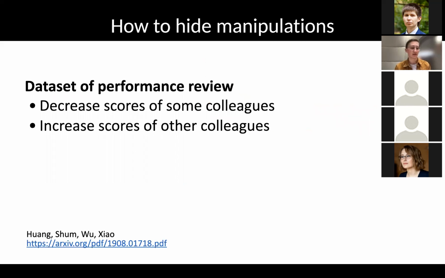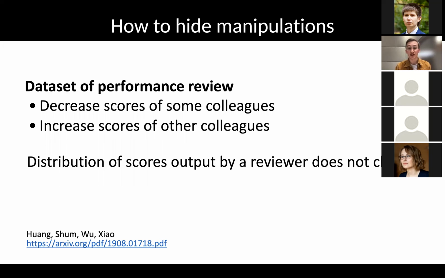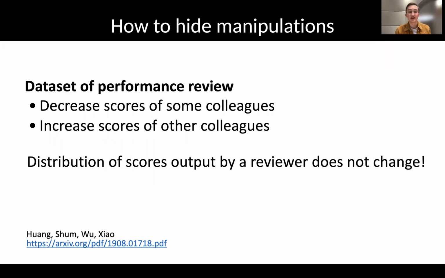So recently, there was a paper by Huang and others who analyzed the data set from some Chinese private company. And in this company, performance review is based on this peer assessment pipeline. So they don't rigorously test for manipulations, but what they suggest is that people may decrease scores of some colleagues, but instead increase scores of other colleagues, such that, on average, there is no change in the distribution of scores given by this reviewer. And these manipulations are now much harder to detect, right? Because it's not blatant, and you don't see the changes in the mean or variance of scores, but instead still something bad is happening behind the scoring.